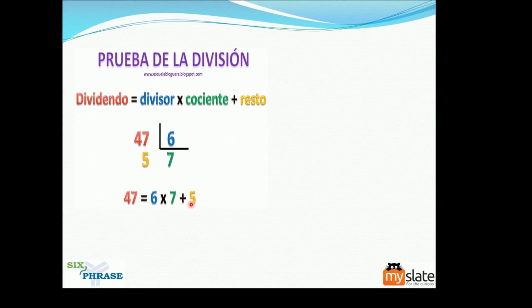What is 6 into 7? Divisor into quotient. 6 into 7 is 42. 42 plus 5 is 47. To give you a clear example of this, again, you have 8,475, which is the dividend, and 23, which is the divisor. You divide this dividend by 23, you will get a quotient of 368 and a remainder of 11.